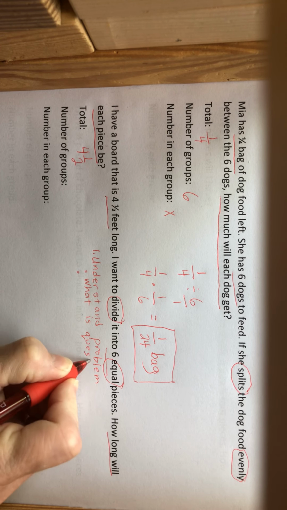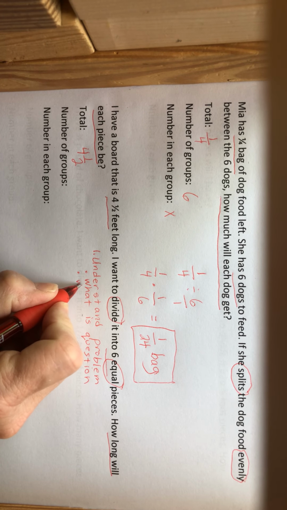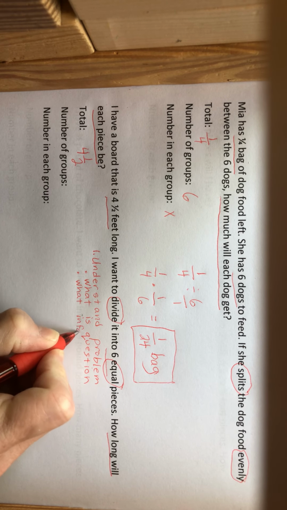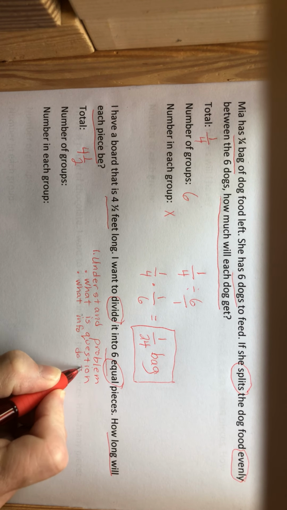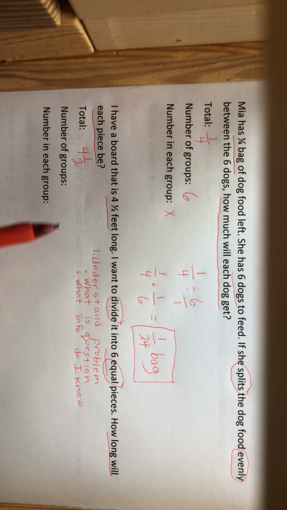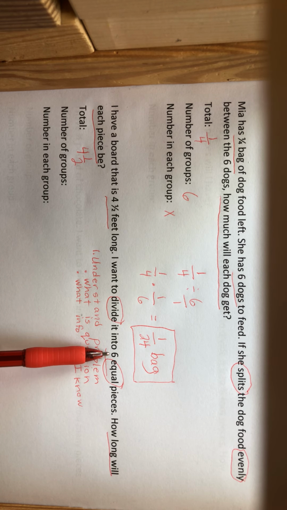Okay, what is the question? And I've underlined that here. How long will each piece be? And the other is, what information do I know? So I know that it's 4.5 feet long and we want to divide it into 6 equal pieces.